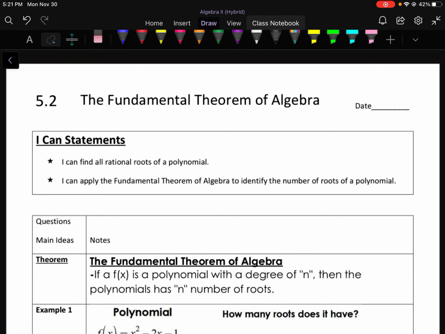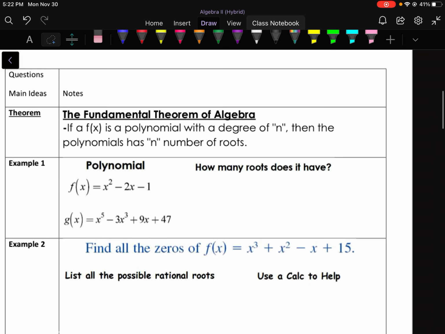All right, section 5.2, the fundamental theorem of algebra. And actually, I'm not sure how, but I basically covered all of this already. So hopefully this is just kind of a repeat of the last video. So again, we're going to work on finding all the rational roots, the possible zeros, and then applying the fundamental theorem of algebra, which basically tells you, look at your degree. That'll tell you how many solutions you should get for that equation.